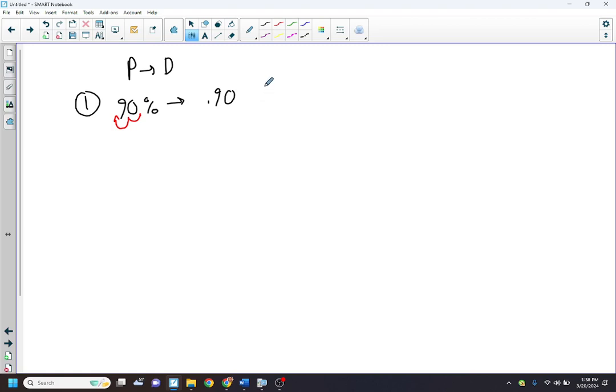So this becomes a decimal, so it's 0.9 or 0.90. Definitely you want to make sure you do that for that part. That's it. So the next part, okay, I want the formulas.